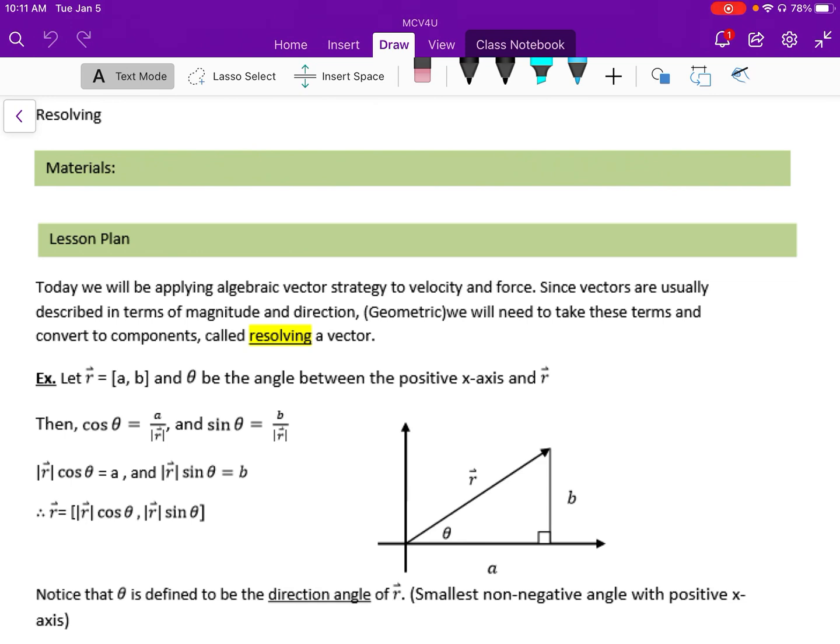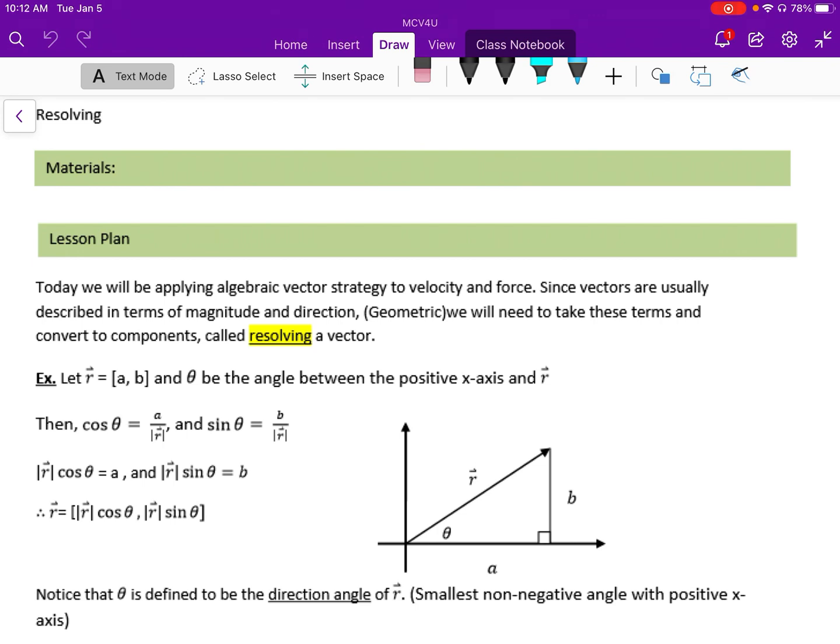But we first have to ask, how do we convert a geometric vector into an algebraic vector? What it's called is resolving a vector. For those of you who have already taken physics, you've resolved a vector before. This is almost the same method, just slightly different. But anyway, bear with me and let's take a look and see what we've got.